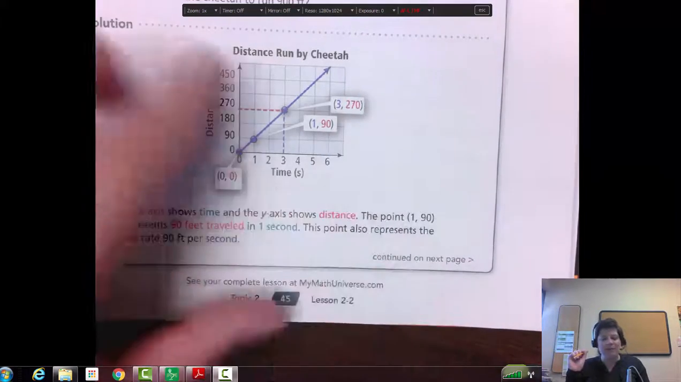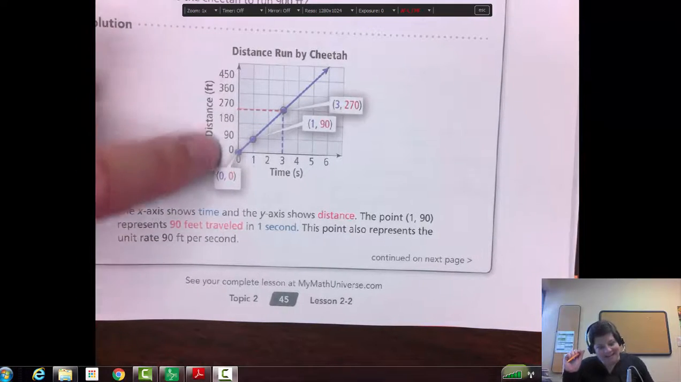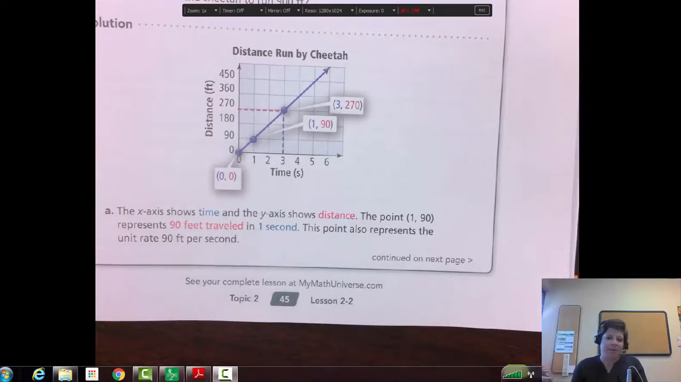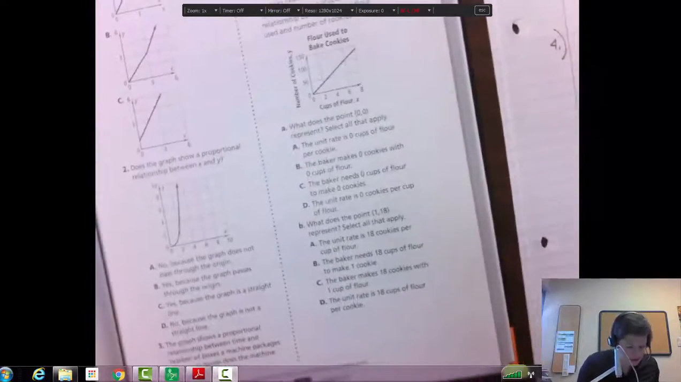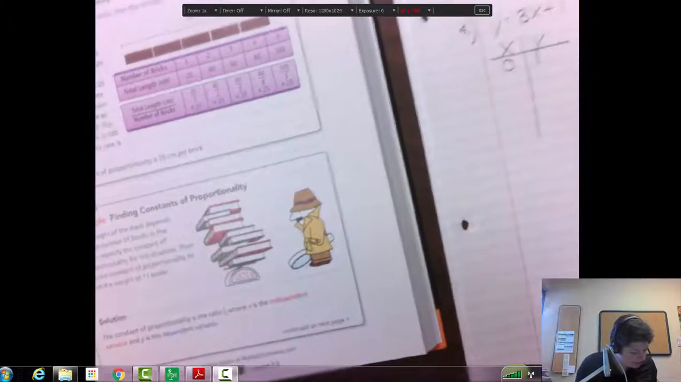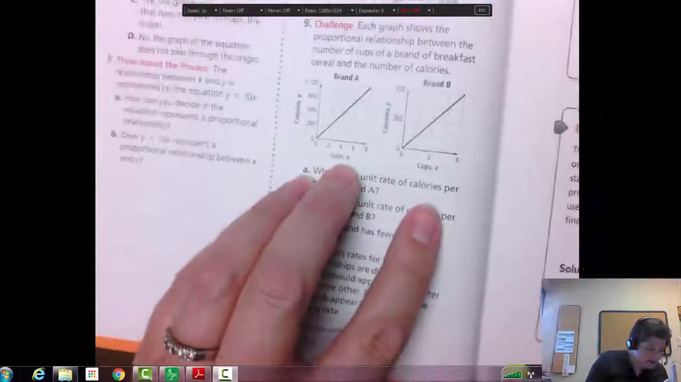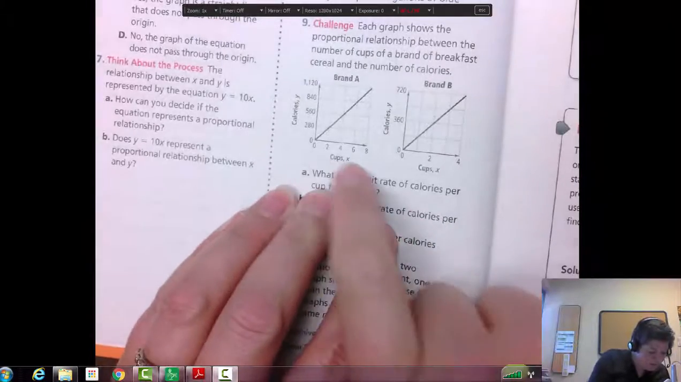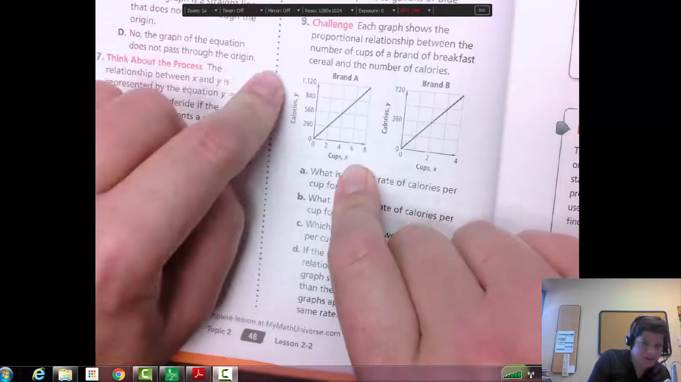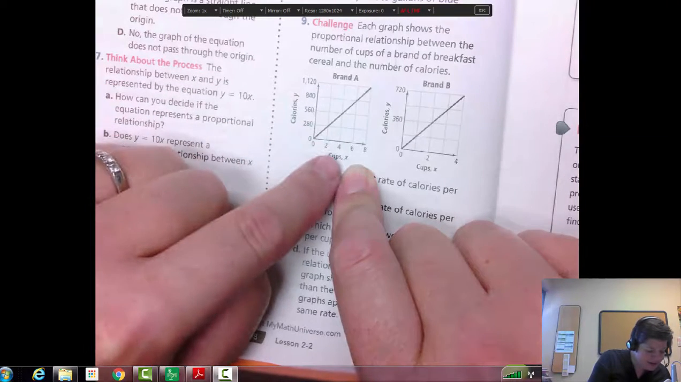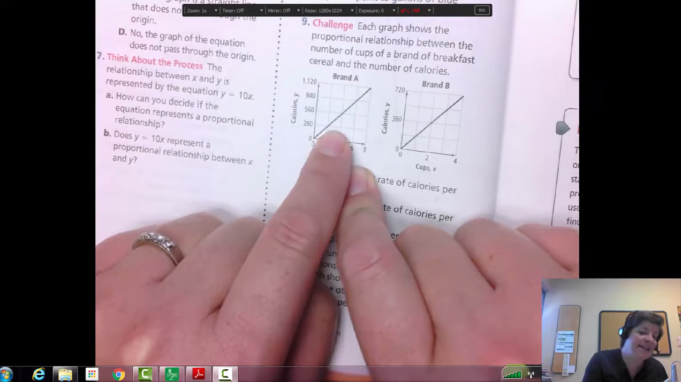So some of them make you read the graph. Y divided by x is the pattern we probably want to stick with. But again, it doesn't really matter too much. All right, so when you get to that challenge problem, just remember to think of your cups as your x, and your calories is your y. Remember to think of the relationship as y divided by x on one of your points that you can see.